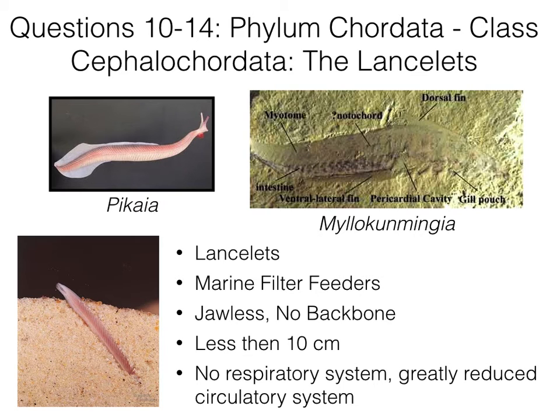And the images at the top, the one on the left is a reconstruction of an extinct organism called Pikaia. And the one on the right is a fossil of an organism called Myllokunmingia. We think that these are our earliest chordate relatives that ever existed on the planet. And then the picture in the bottom left is a living lancelet as they exist in the world today. So let's look at the anatomy of a living lancelet a little closer.